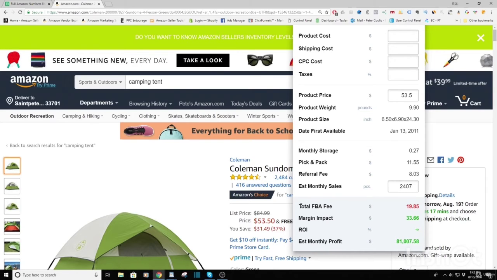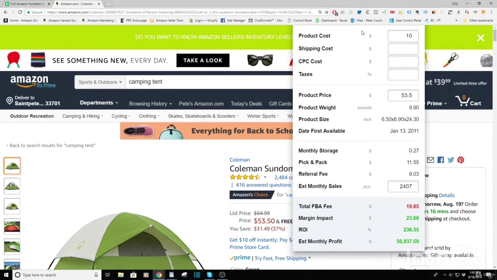And it even sums it all up down here. Total FBA fee, margin impact, ROI, estimated monthly profit. Now, why is this so high right now? Why is the ROI actually infinity? It's because we actually haven't put in our product costs. So we're not going to worry about shipping costs because remember, we baked everything in and called it our landed cost at $10. So that includes the shipping. So we're going to put in 10. Now the numbers are going to be a little bit more accurate. So 23.6% margin impact, ROI is 236%. Estimated monthly profit is $56,000 for this example.